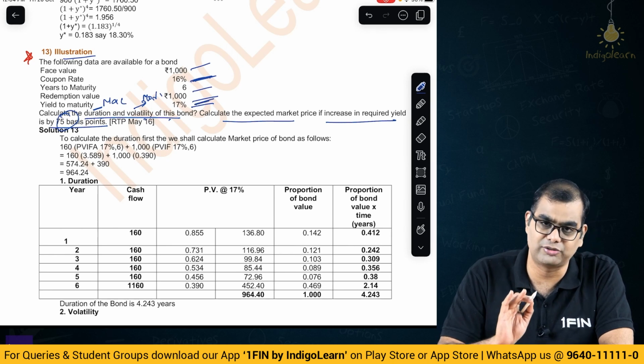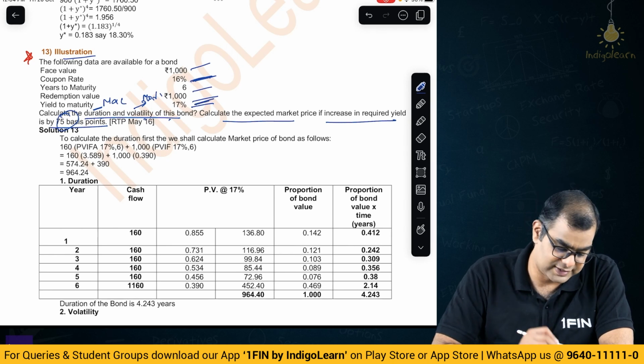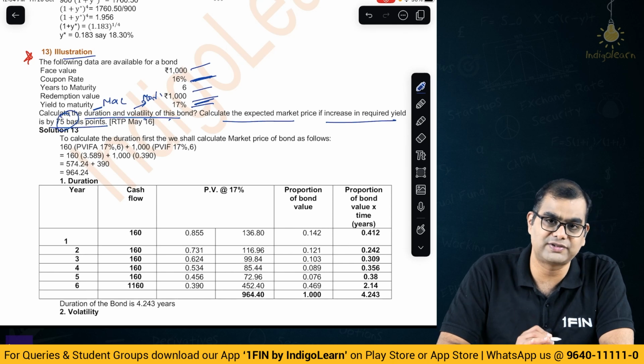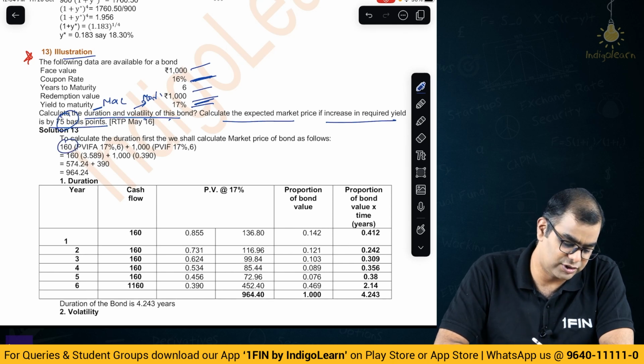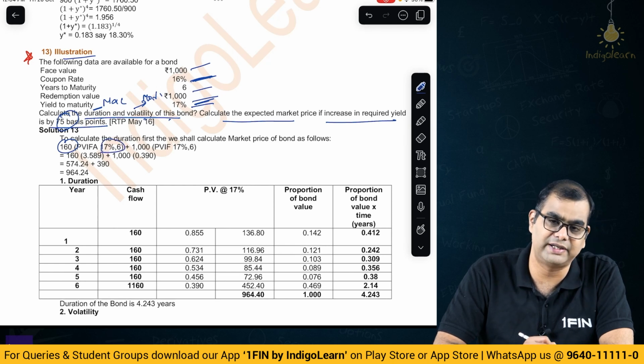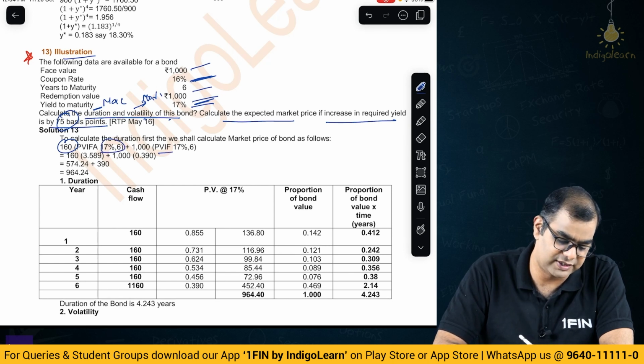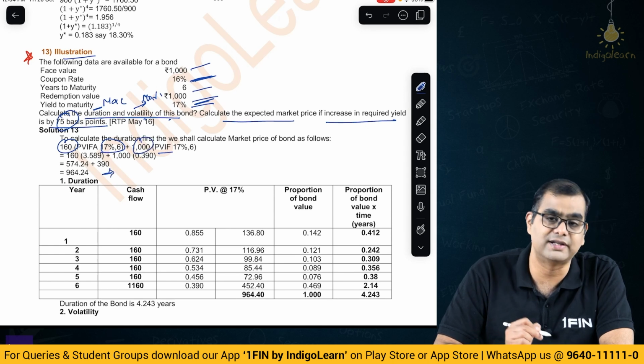So, obviously, price is not going to be the same 1000. So, we have to first find out the price. So, 6,000 rupees is the face value, 16% is the coupon. So, 160 rupees is the yearly coupon payment. 6 years. So, you compute the present value annuity factor for 17% for 6 years and the present value interest factor for 17% 6 years on 1000. Multiply them. You get a price of the bond as 964.